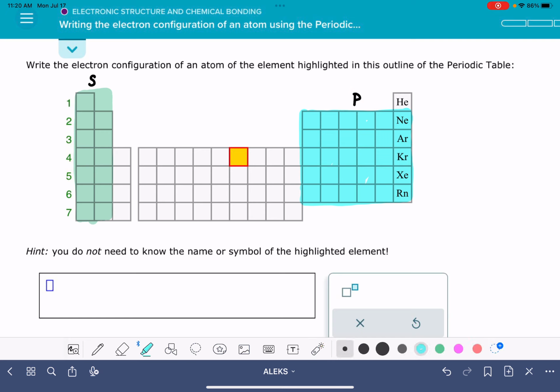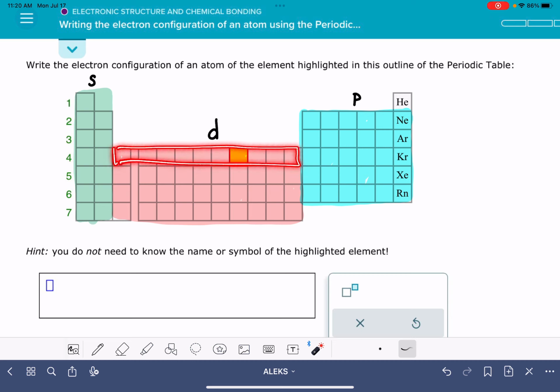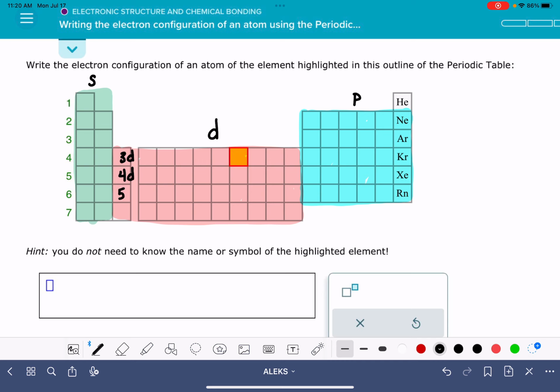And then the elements that are in the middle, all of these elements right here, are the elements that correspond to the filling of the d orbitals. So these are the d orbitals. It is important to notice that the number of the d orbital, the principal quantum number, is one behind the number of the row. So even though these elements are in row number 4, they correspond to the filling of the 3d orbitals, and these would be the 4ds, these would be the 5ds, and these would be the 6d elements.